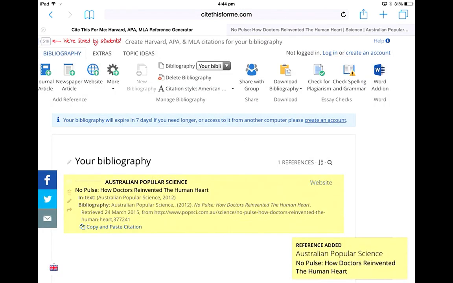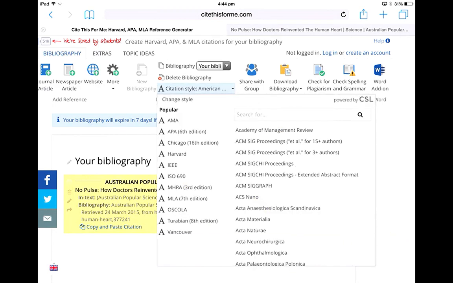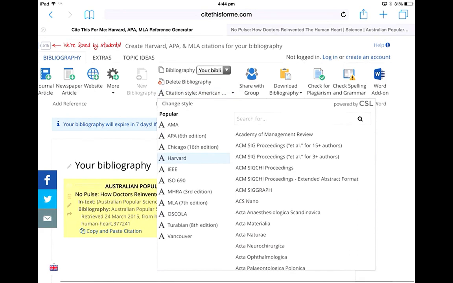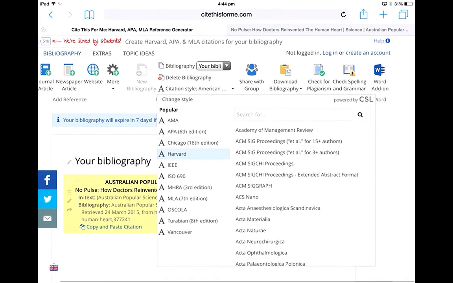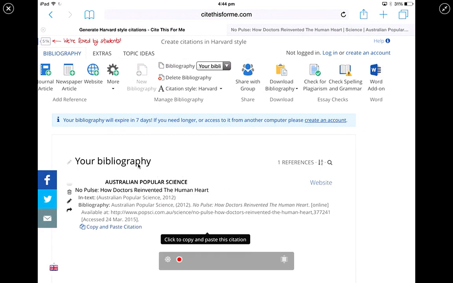Look, it's given me the reference, and it's a bit of a weird style here. I don't want the American style, I want the Harvard style. So I'm going to click the Harvard style, and it'll change that into the Harvard style. So I've got my in-text reference, Australian Popular Science 2012, my bibliography is there. Notice it hasn't actually got the author's name there. So I might like to click edit and add the author's name. Because if you don't put in an author, it'll just put the name of the website there.